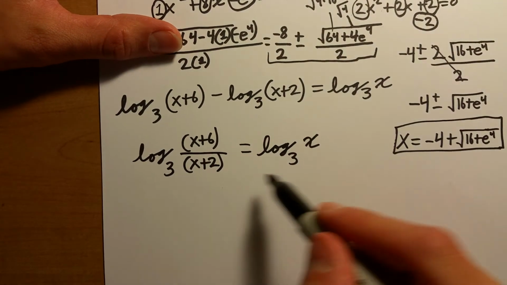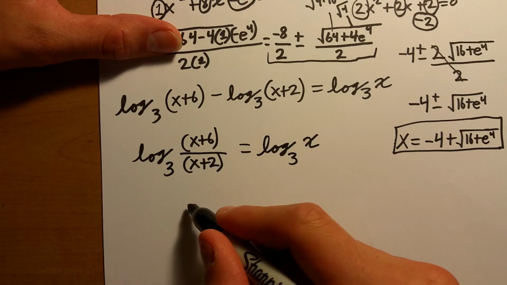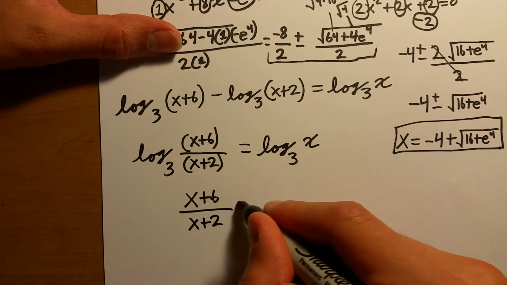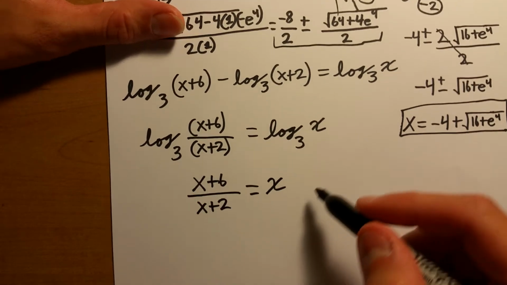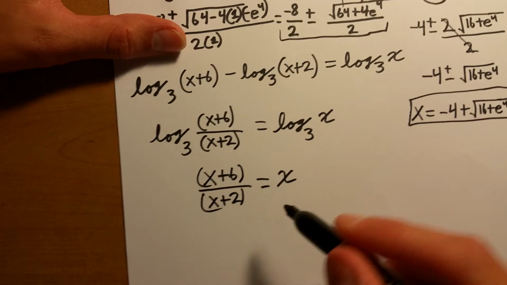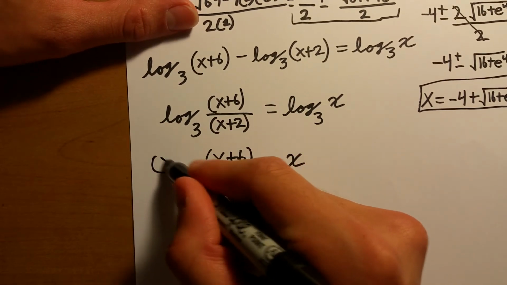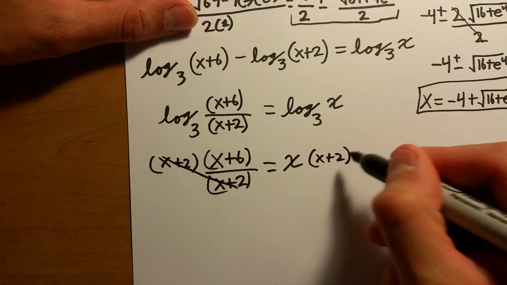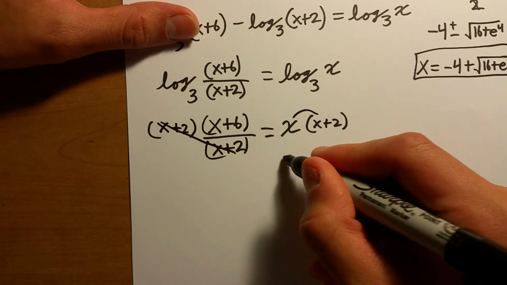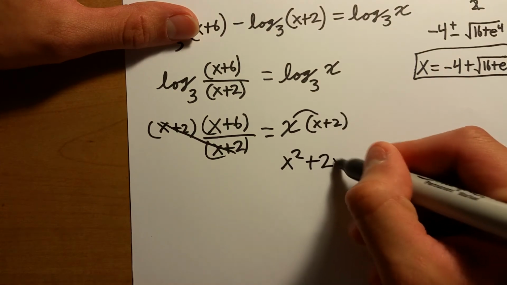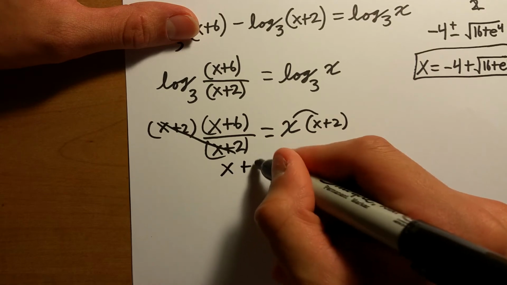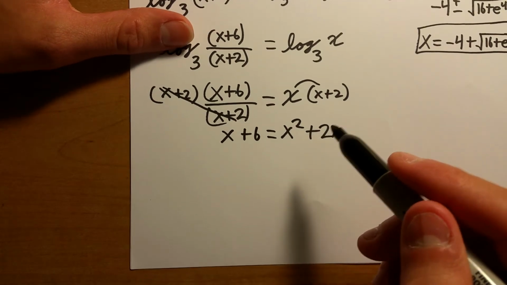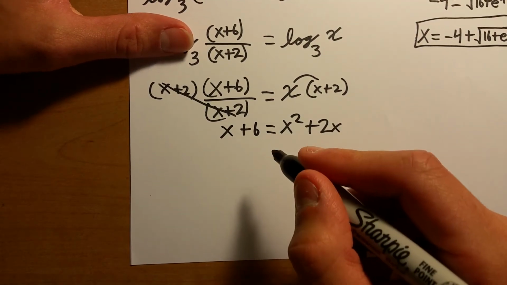Now since these have the same bases, you can set this equal to x. So it's going to be x plus 6 over x plus 2 is equal to x. And now once you're at this point, you're going to want to get rid of the x plus 2. So you multiply both sides by x plus 2. So that's going to cancel out. And then when you do this, it's going to be x squared plus 2x is going to be equal to x plus 6. And I'm sure you can recognize, since you have the squared term, this is going to be a factorable equation, or at least a quadratic formula equation.